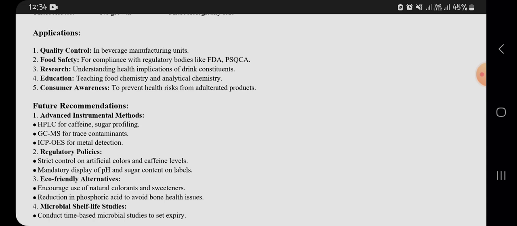Advanced instrumental methods: HPLC for caffeine and sugar profiling, GC-MS for trace contaminants, ICP-OES for metal detection. Regulatory policies: strict control on artificial colors and caffeine levels, mandatory display of pH and sugar content on labels. Eco-friendly alternatives: encourage use of natural colorants and sweeteners, reduction in phosphoric acid to avoid bone health issues. Microbial shelf life studies: conduct time-based microbial studies to set expiry.